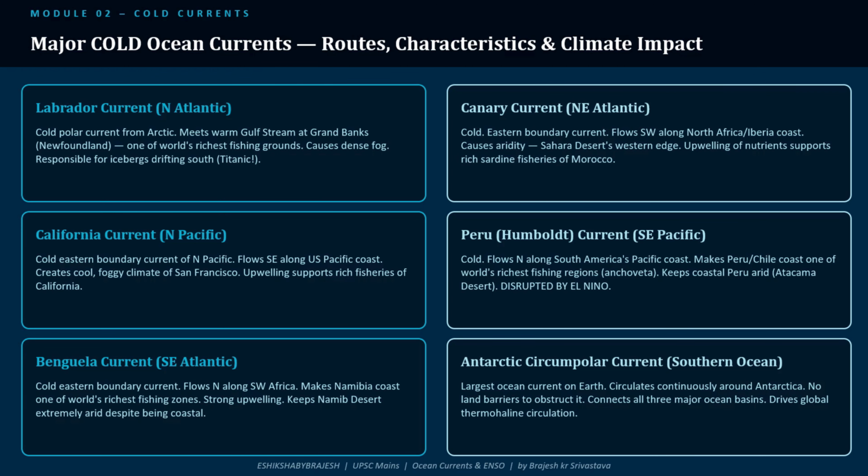When it meets the warm Gulf Stream at the Grand Banks, one of the most dramatic oceanic collisions on Earth, the result is two things: extraordinary fishing, because nutrients from both currents mix in a shallow productive zone, and dense fog because warm, moist Gulf Stream air moves over the cold Labrador current surface and condenses.